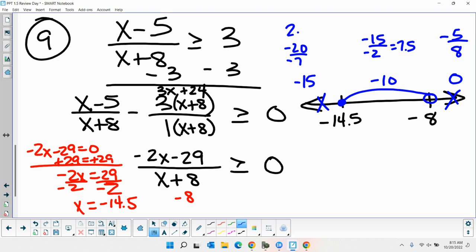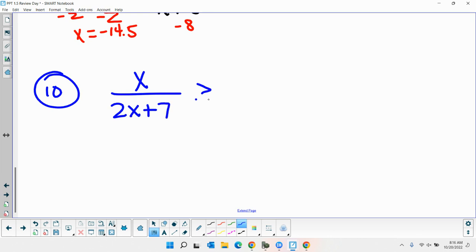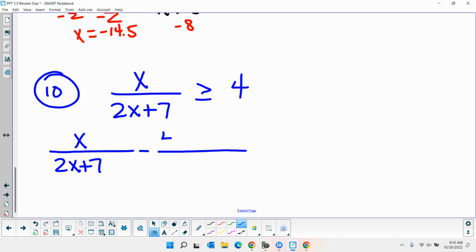All right. Last one. Another fraction one. Okay, so I'm doing the same thing. I'm subtracting 4. So I got to multiply top and bottom by 2x plus 7 to get my common denominator going. We good on that step?